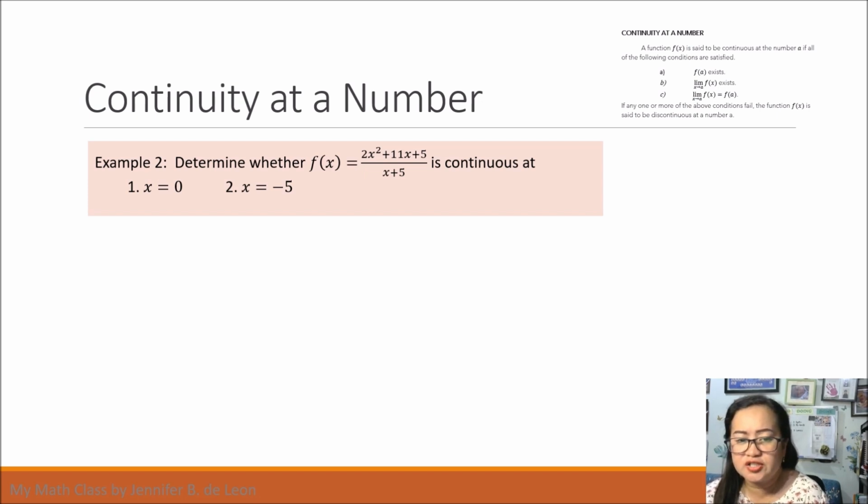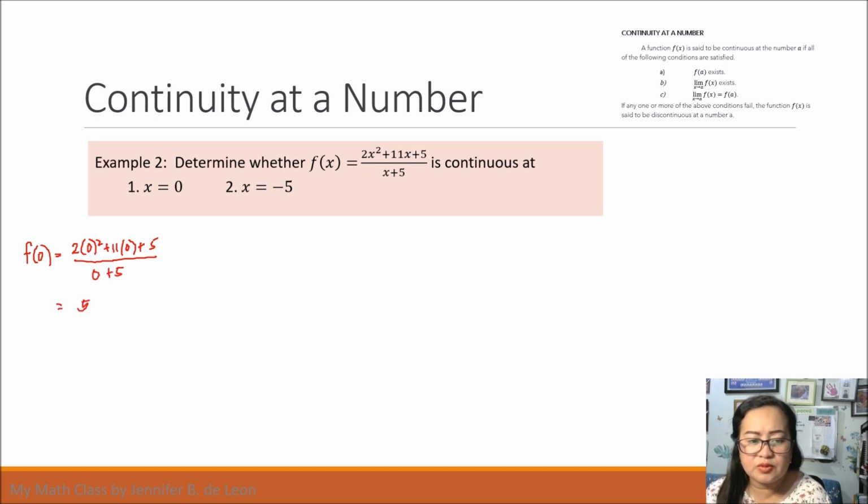We determine first that the function is continuous at x equals 0 by using the three-step method. Okay, we evaluate f of 0. So we will have 2 times 0 squared plus 11 times 0 plus 5 all over 0 plus 5. Simplifying this, we will arrive at 5 over 5, which is equal to 1. Hence, we can say that f of 0 exists. It satisfies the first condition.